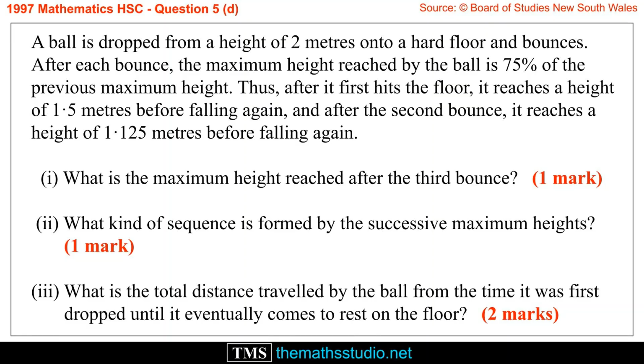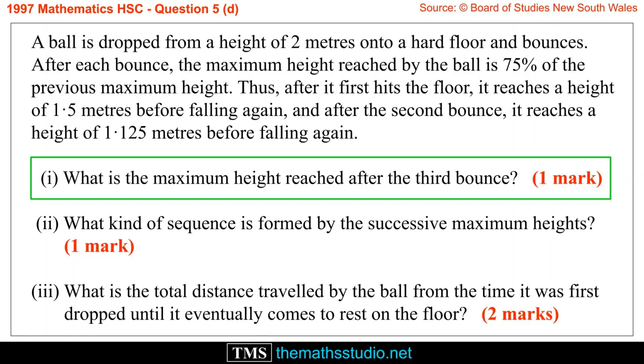Question 5, Part D. A ball is dropped from a height of 2 meters onto a hard floor and bounces. After each bounce, the maximum height reached by the ball is 75% of the previous maximum height. Thus, after it first hits the floor, it reaches a height of 1.5 meters before falling again, and after the second bounce, it reaches a height of 1.125 meters before falling again. Part 1. What is the maximum height reached after the third bounce?